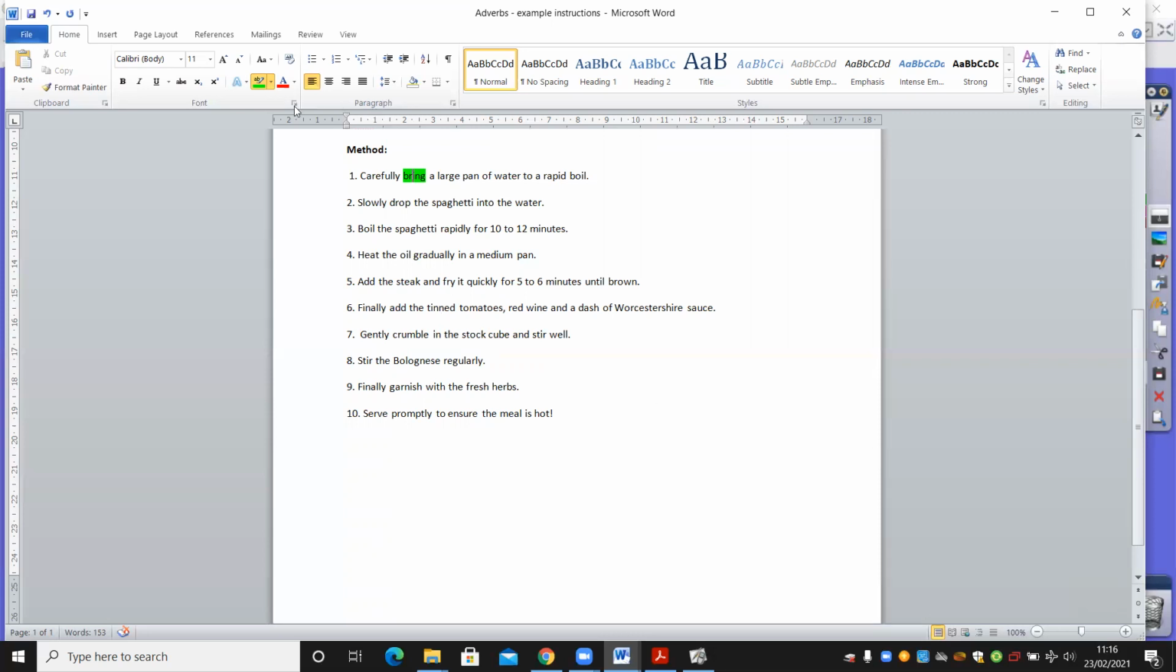Very good. Carefully. That's right. So we have the adverb carefully describing the verb bring. And because we've spotted the verb, we could spot the adverb so much more easily. So the verb bring is described by the adverb carefully. Let's have a look at step number 2. Can you spot the verb in that sentence? The imperative verb.